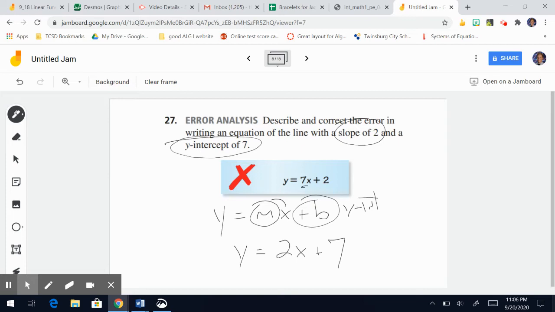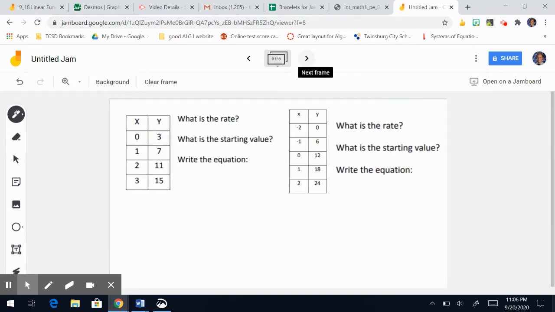So I'm just trying to figure out different ways that a test might come up, and they could ask you different questions. So this is from a table. What is the rate? We did this last homework assignment. So how do we go from 3 to 7? We added 4. How do we go from 7 to 11? We added 4. How do we go from 11 to 15? We added 4. So my change of y's is 4.